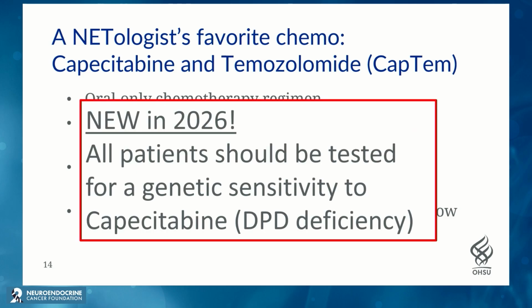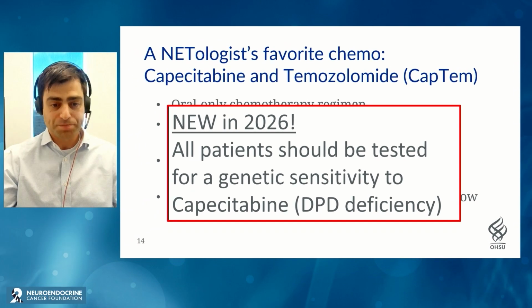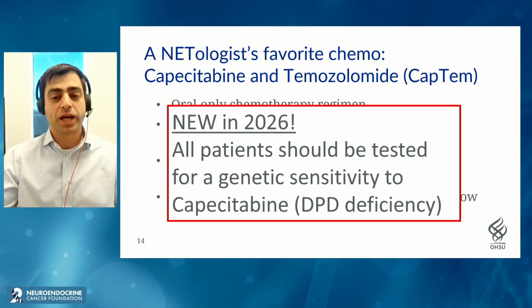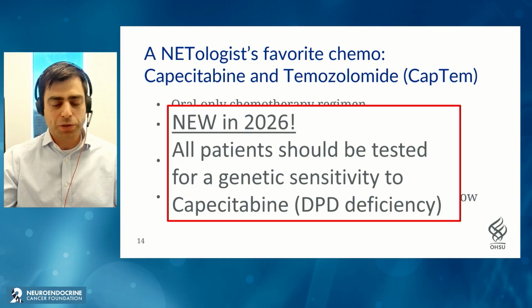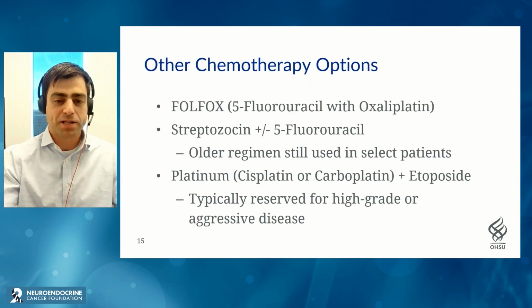Now, very importantly, as of 2026, there is a genetic sensitivity to capecitabine that all patients should be tested for before starting this combination. This is called DPD deficiency. DPD is an enzyme that breaks down the active chemotherapy component of capecitabine. And in 2 to 4% of the population that have a genetic deficiency of this enzyme, what we can see is much higher levels of the drug causing more severe side effects. So as of 2026, we really want to have all patients tested, if feasible, before starting capecitabine.